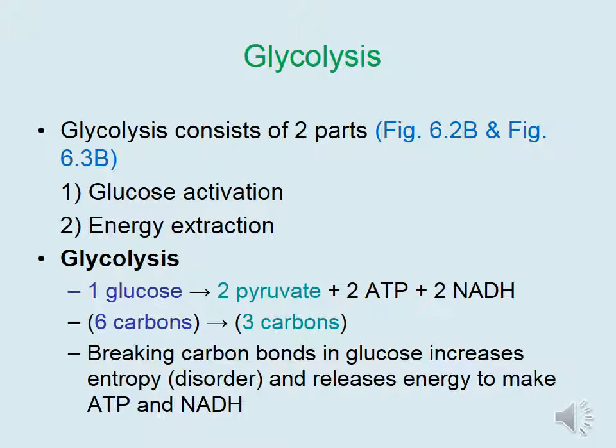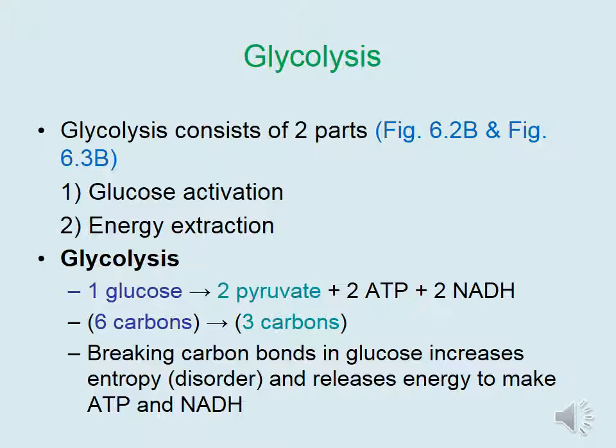Remember that cellular respiration occurs in 3 major stages, the first of which is glycolysis. Glycolysis itself consists of 2 parts as follows: glucose activation and energy extraction. Glycolysis, which is translated as splitting sugar, since glyco means sugar and lysis means to cleave or break or split, splits glucose, which has 6 carbons, apart into 2 3-carbon molecules called pyruvate.